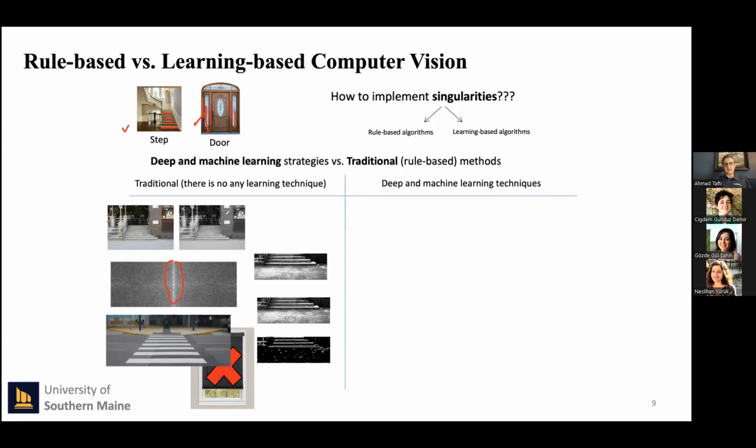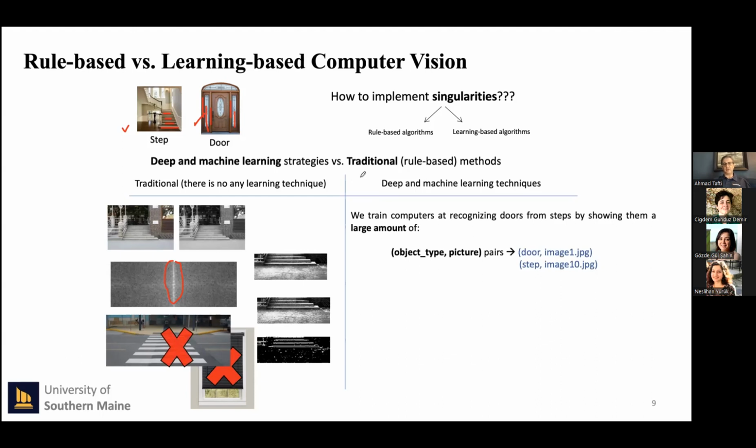In contrast, or at least in comparison, we can also account for learning-based strategies and the most recent advances like deep learning and machine learning techniques in computational vision. In doing so, we only need to come up with object and picture pairs. Let's say, for example, we have door and image1.jpeg, image1.png, things like that, and stairs, image, whatever. So we can come up with a list of objects and pictures as pairs.